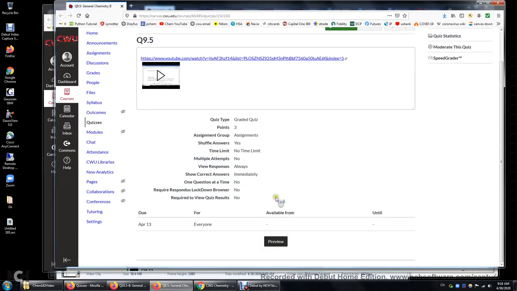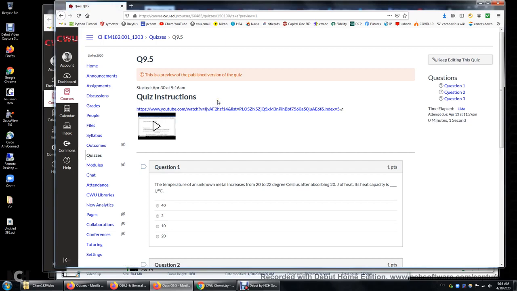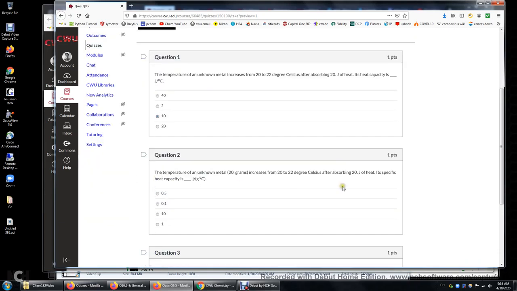9.5. The temperature of an unknown metal increases from 20 to 22 degrees Celsius after absorbing 20 joules of heat. So its heat capacity is heat divided by the temperature change. So 20 divided by 2, it's going to be 10.